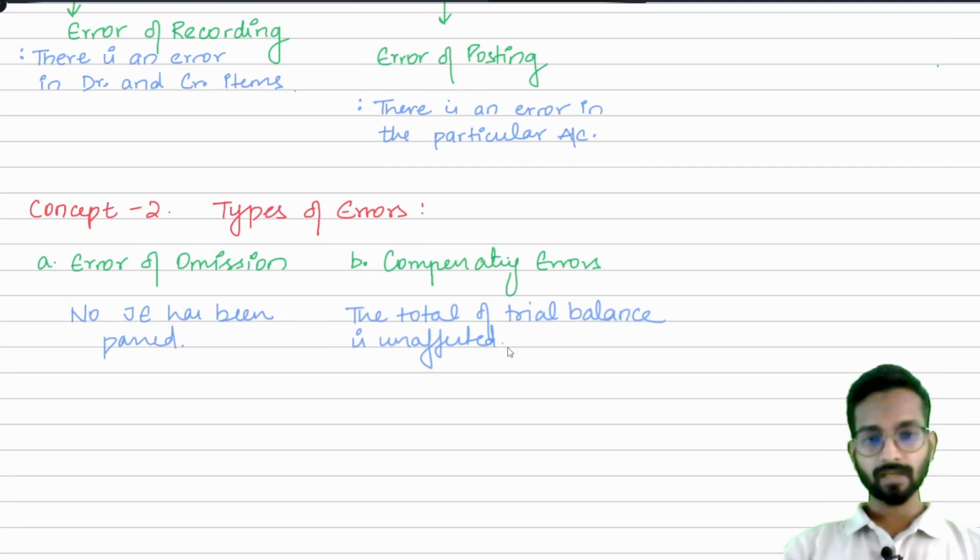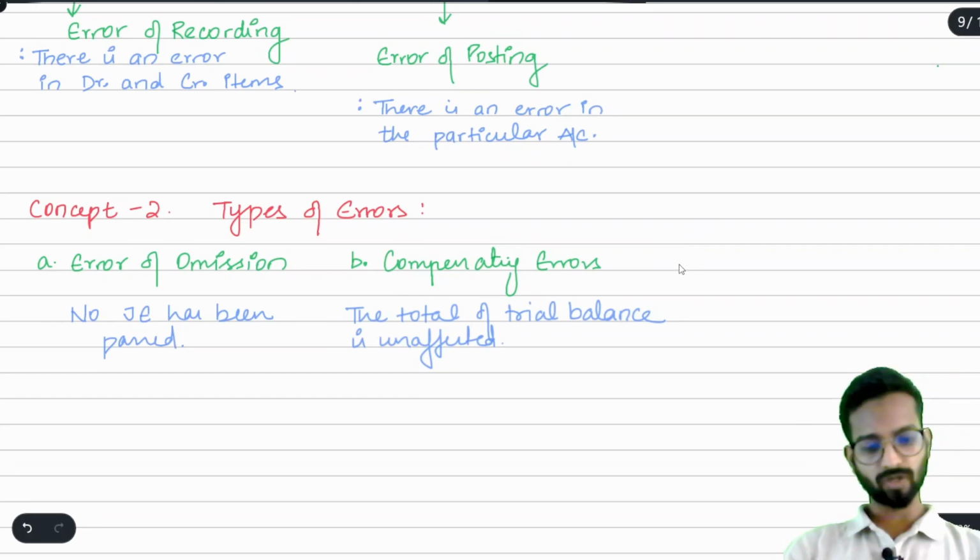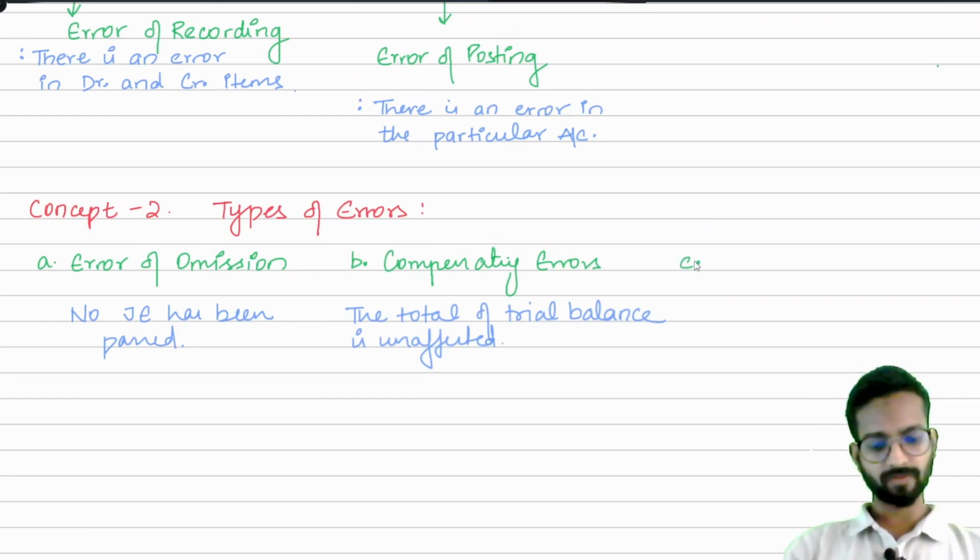Understood? And we will obviously see how to correct it. I am just giving you a glance of what are the errors. We will solve examples, we will solve capsules for everything, okay.